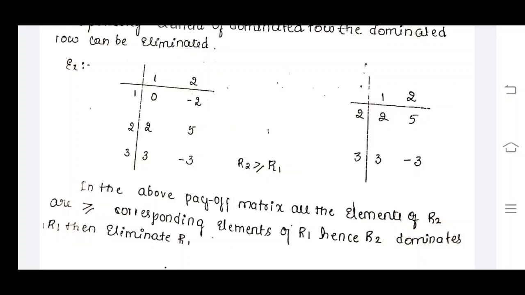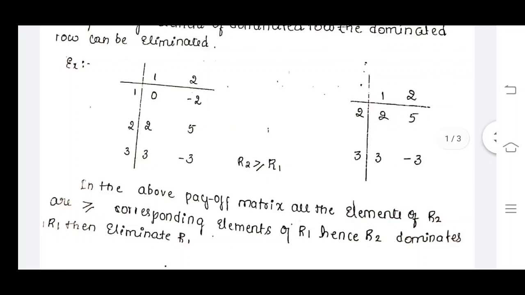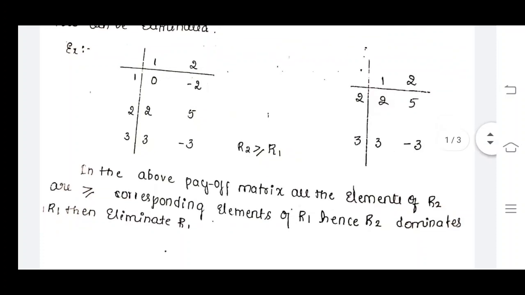If you compare the R2 row with the R1 row, that is 2 is greater than 0 and 5 is also greater than minus 2. Now the condition is satisfied, that is R2 elements will be greater than or equal to the R1 row elements. It is nothing but R2 dominates R1. Here the dominated row is R1. Hence we can eliminate R1.